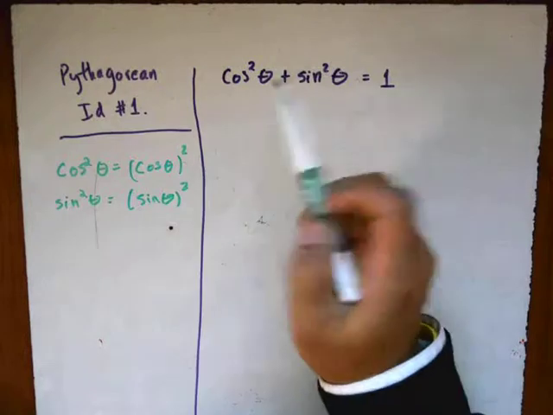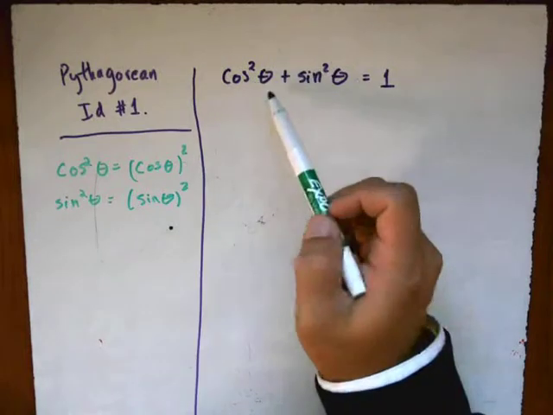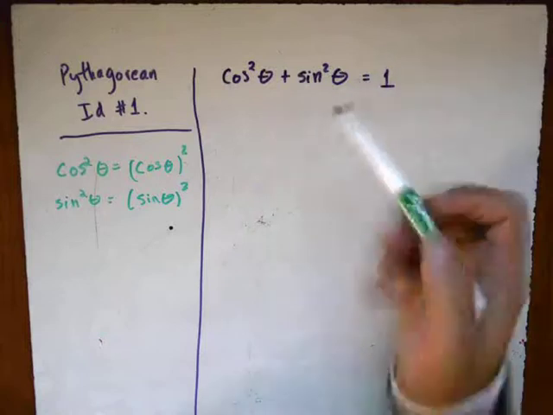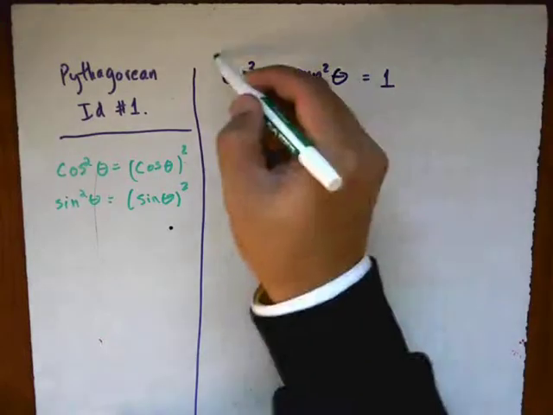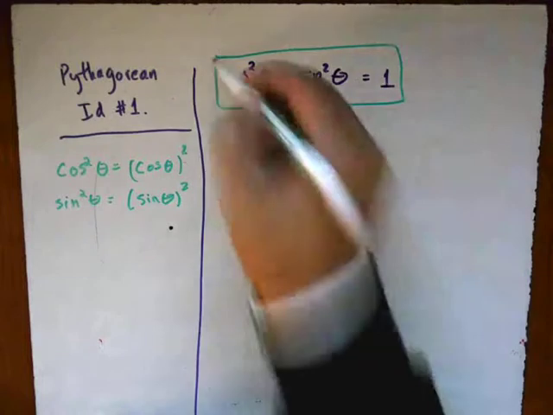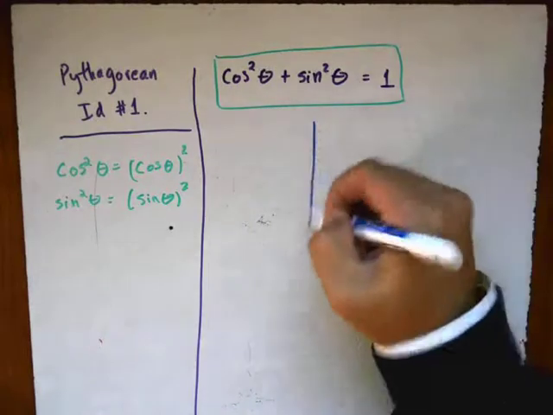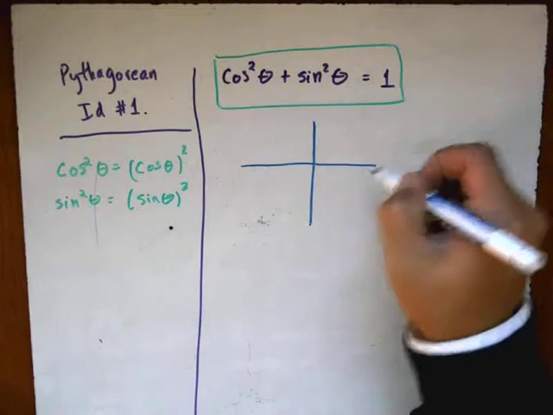So this notation just means take the cosine of theta and then square it. Take the sine of theta and then square it. Add it, and you should always get 1. And we are going to prove this. First, let's look at the unit circle, and we can see how this can be helpful to us.